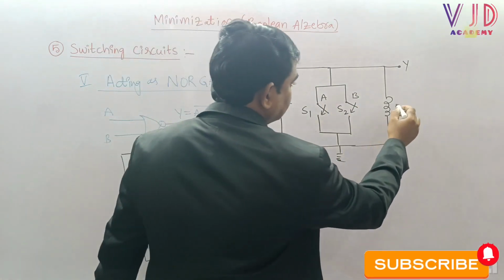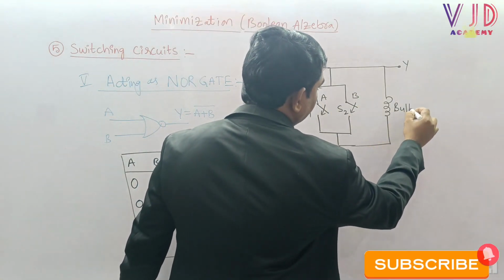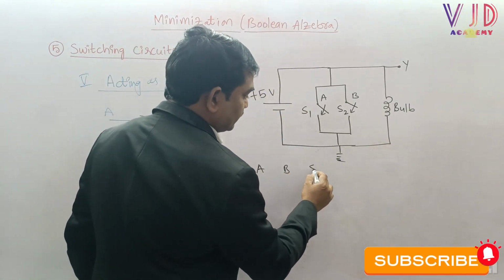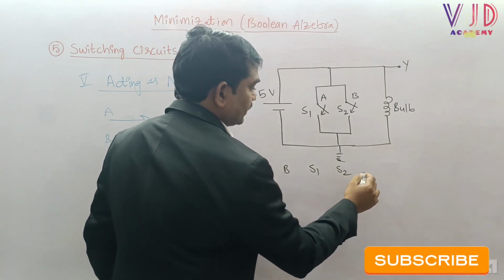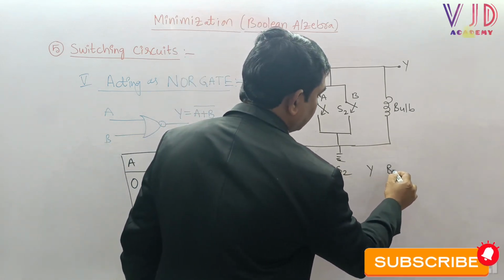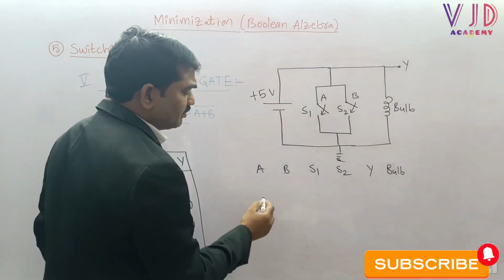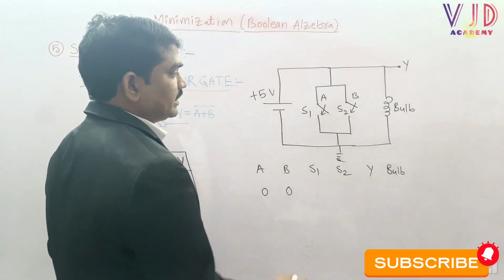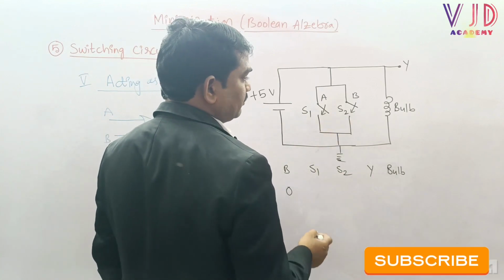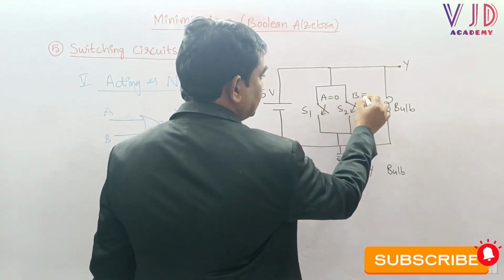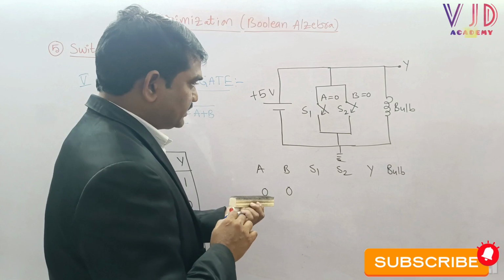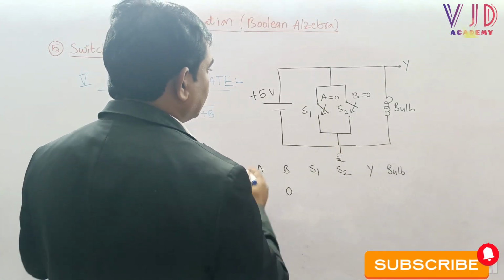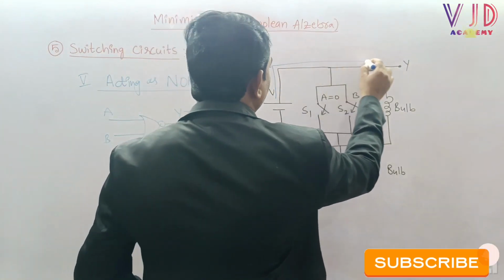Now let us try to understand the analysis. This is bulb, and now here this is A, B, the switch circuit S1 and then S2 and then output Y, finally bulb. The moment when I take A equal to 0 and then B equal to 0, what will happen? Because both the inputs are 0, there is no connection between input and ground. Here the entire power supply will go to output, we can say.